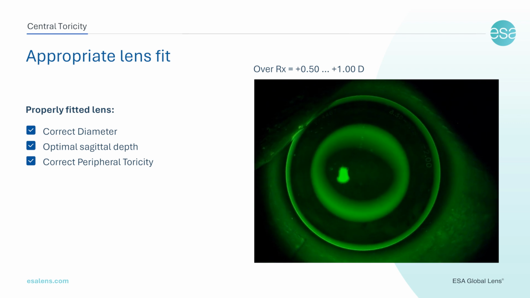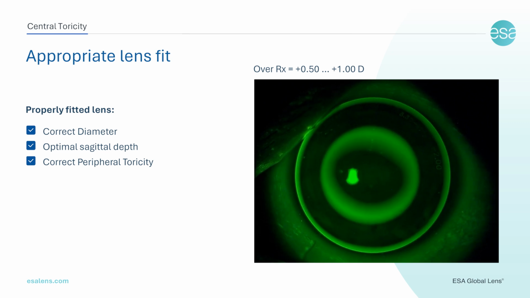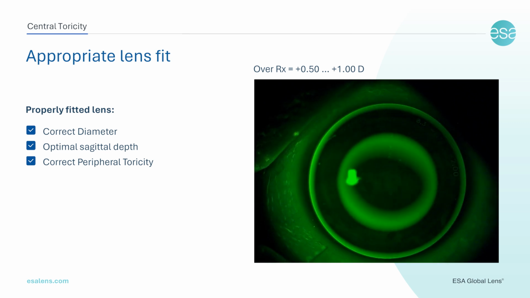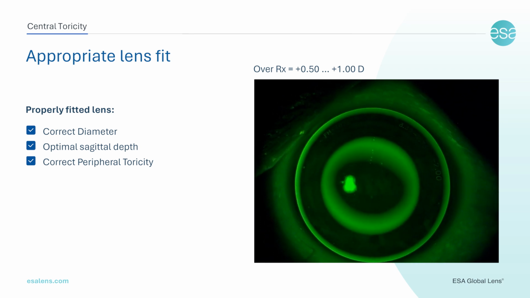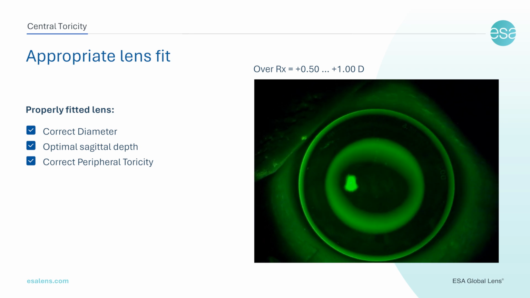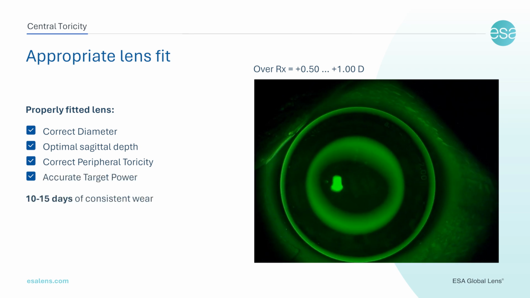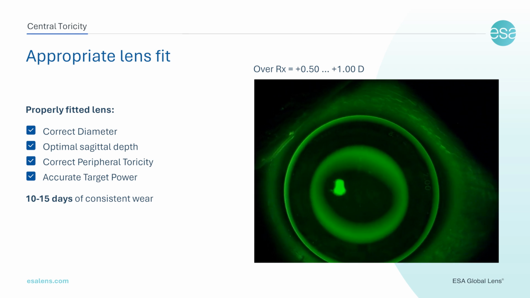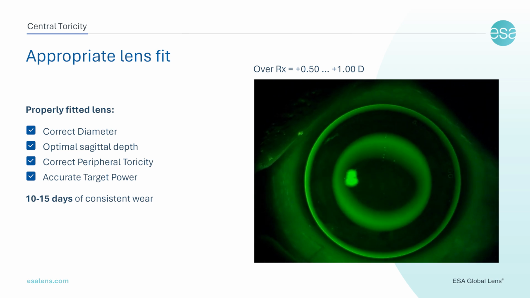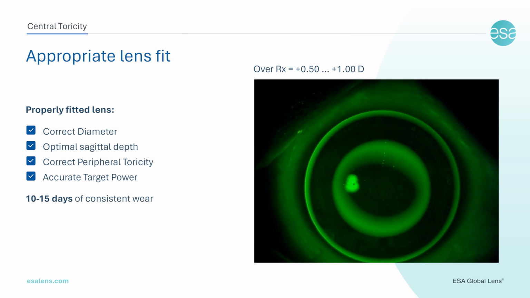In this configuration, the central bearing zone appears elliptical, while the tear reservoir zone width varies, wider along the steep meridian and narrower along the flat meridian. 4. Accurate target power. With a lens on the eye, the over-refraction results in plano or matches the specific refractive target planned by the practitioner.